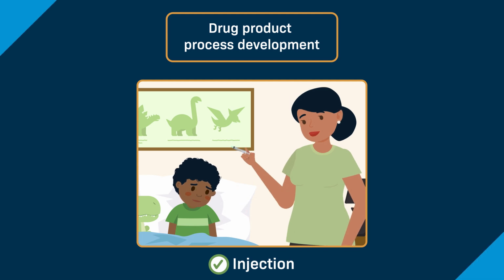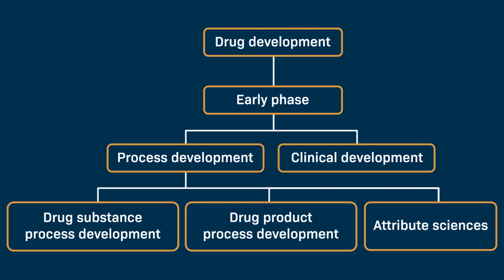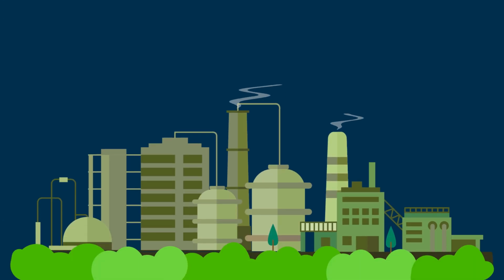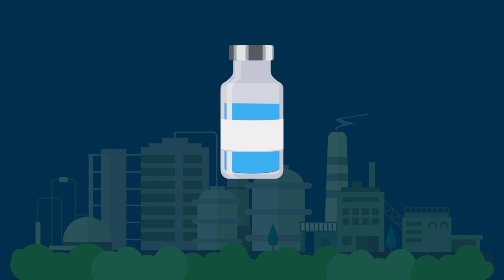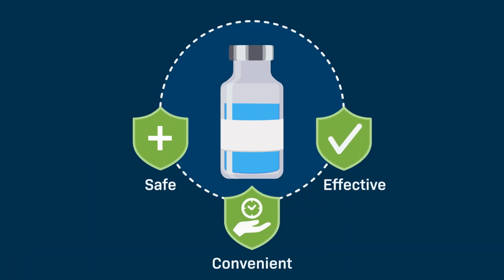Chapter 4. Conclusions. To recap, drug product process development is an important part of the overall drug development process. The numerous steps in this complex process collectively help drug manufacturers to deliver drug products that are safe, effective, and convenient for patient administration.